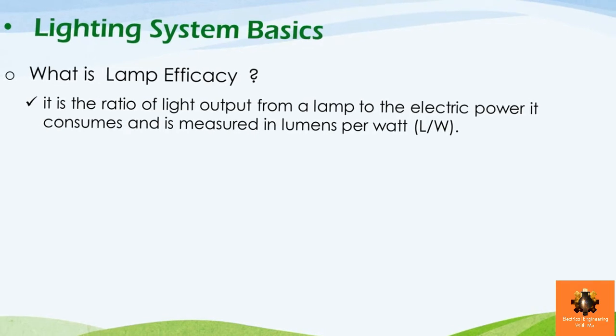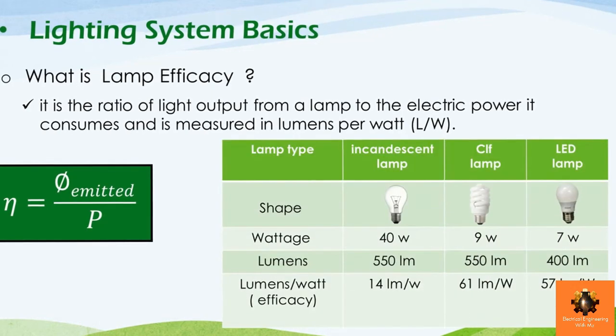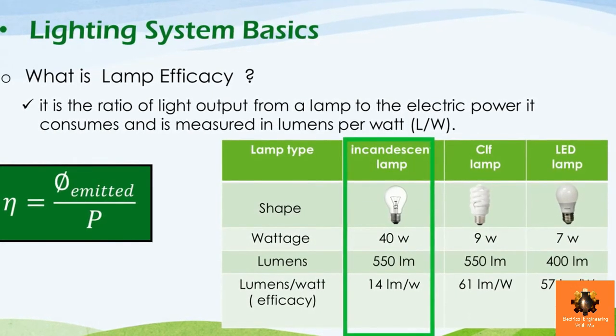So the efficacy of a lamp is the ratio between the input power to the output lumens. And by that value, we can specify the efficacy of each lamp. For example, we can have an incandescent lamp that consumes 40 watts and it produces 55 lumens. So its efficacy at that condition is only 14.